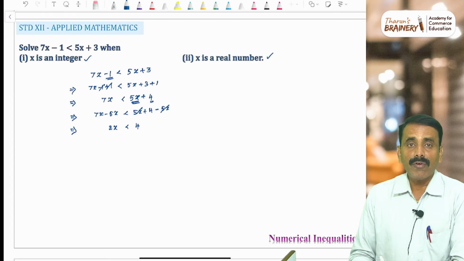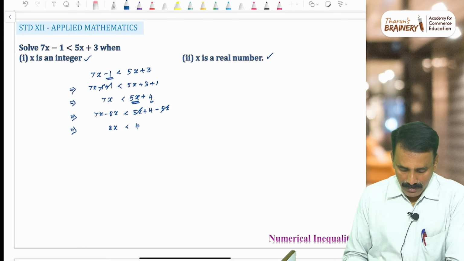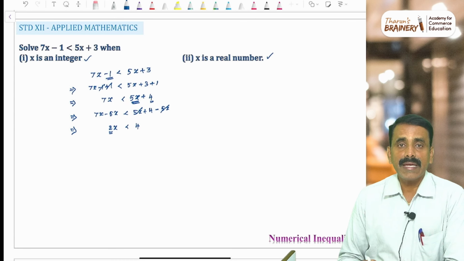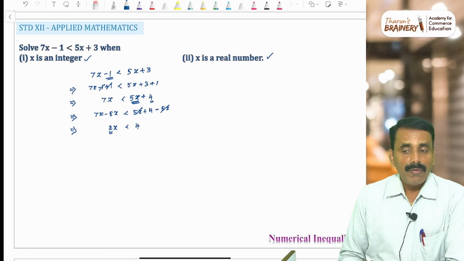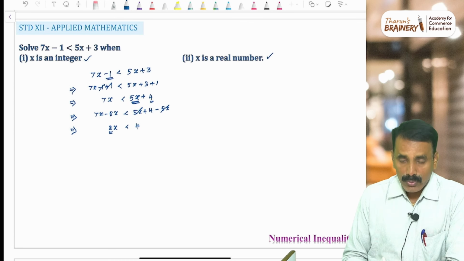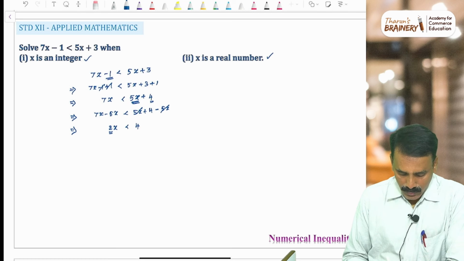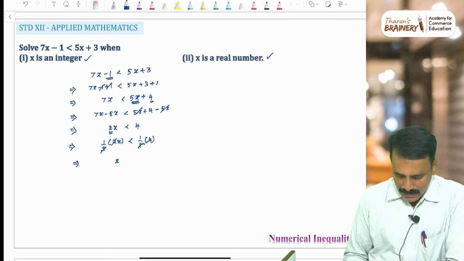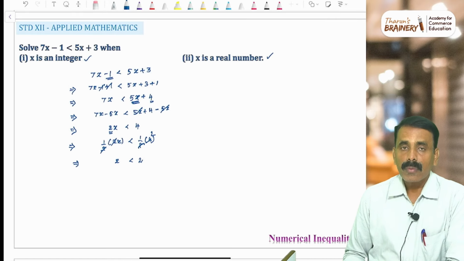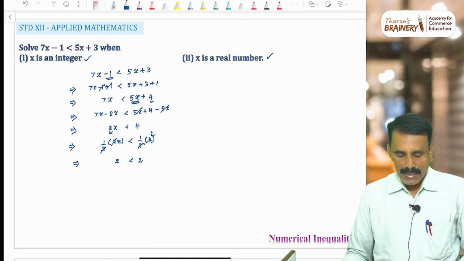Now I want to find the value for x. So again I want to remove the 2, which is in multiplication with x. We have to multiply 2x with the multiplicative inverse of 2. So what will you get in that case? 1 by 2 into 2x less than 1 by 2 into 4. This 2 and 2 will get cancelled. So x is less than 4 divided by 2, which is 2. Now x is going to be strictly less than 2.